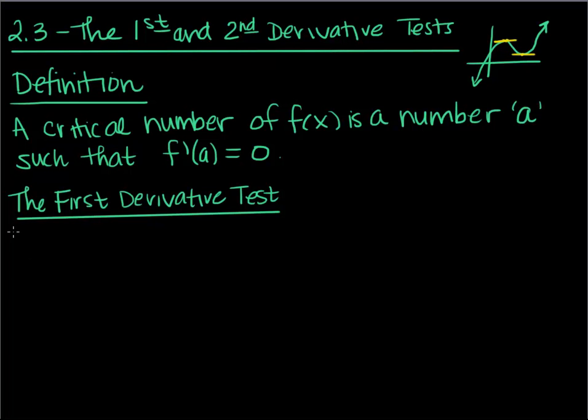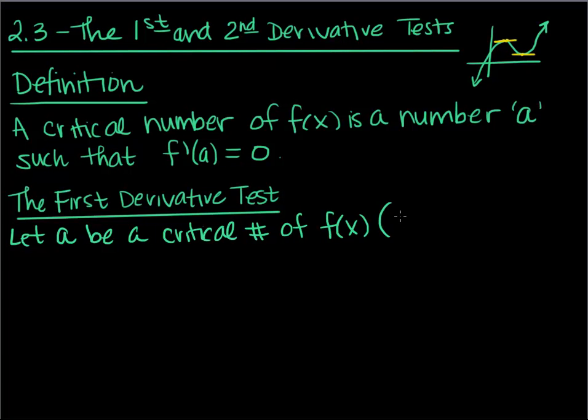So here's what the first derivative test says. Let a be a critical number of some function f of x. So again, what does that mean? That means that f prime of a is equal to 0. Okay, so here's what the first derivative test tells us. Again, all we're looking for here is how do we find maximums and minimums.